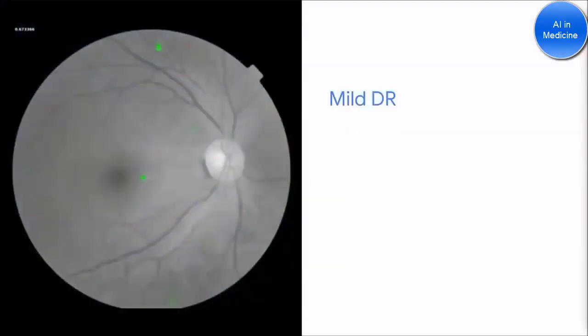So this is a case of mild disease, and I can tell it's mild disease because, well, it looks completely normal to me. I can't tell that there's any disease there, but a highly trained doctor would be able to pick out little things called microaneurysms where the green spots are.